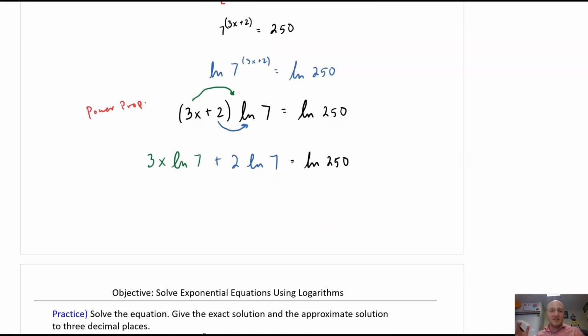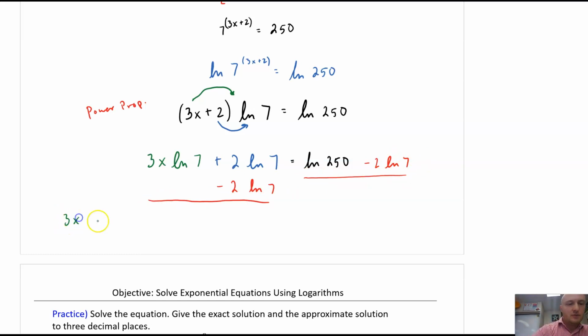Okay, I need to isolate x. So I'm going to undo the addition first. Subtract 2 natural log of 7 from each side. We're running out of room now. We get 3x natural log of 7 is equal to natural log of 250 minus 2 times the natural log of 7.